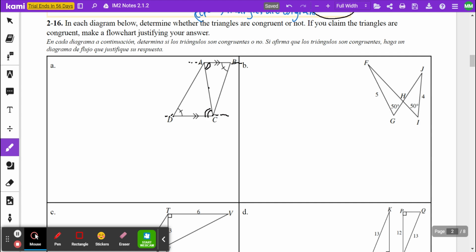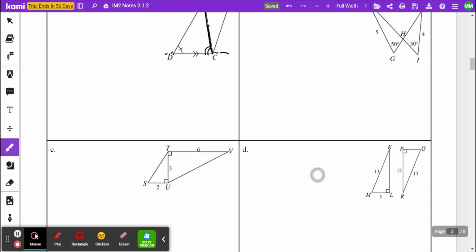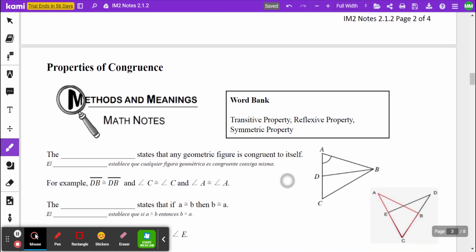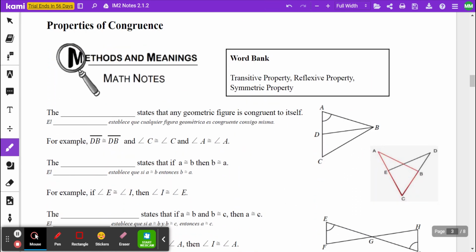You know what? I actually want to pause on this and go get my vocabulary, because I want to use really strong vocabulary to say that side AC is the same side for each triangle. So let's pause that and go to our properties of congruence math notes. We just have three properties to take care of. The first one is the reflexive property.